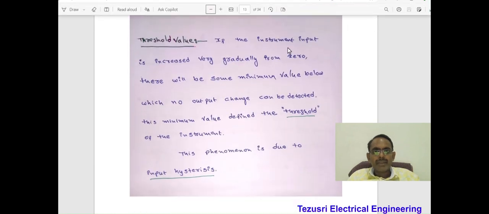Threshold value. If the instrument input is increased very gradually from 0, there will be some minimum value below which no output change can be detected. This minimum value defines the threshold value of the instrument. This phenomenon is due to input hysteresis.